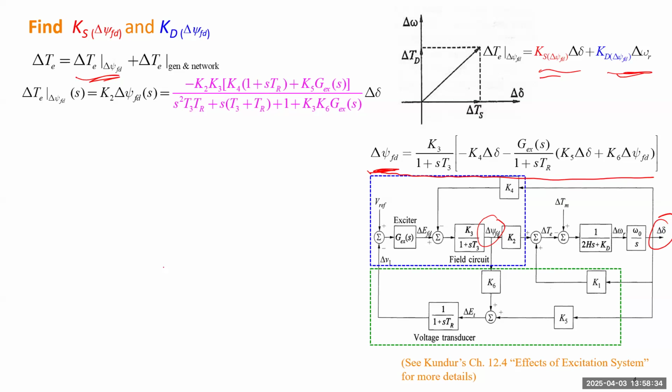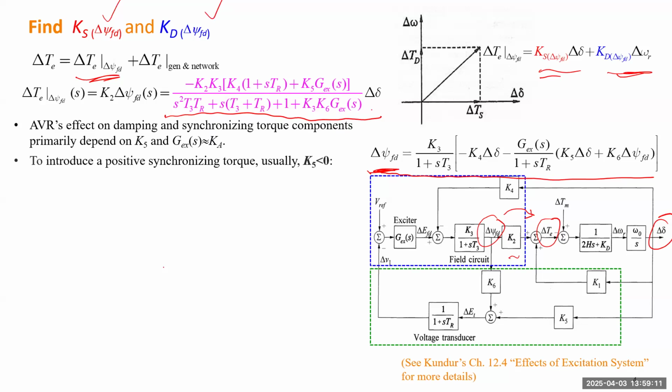Now, the next one, we need to go from the flux linkage to the electric torque. So basically just add another component, and it will have this transfer function. This tells you how the electric torque changes with the angle if you only have flux linkage changing. That's the transfer function we want. We want to figure out what those coefficients are.